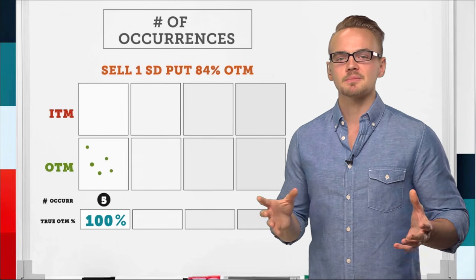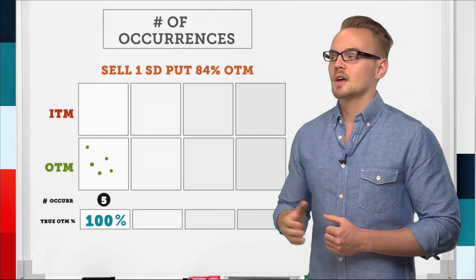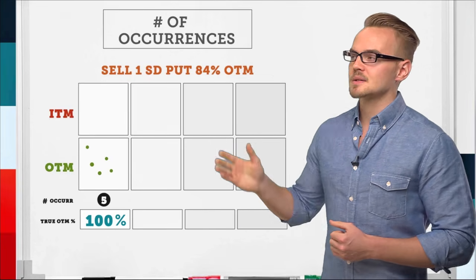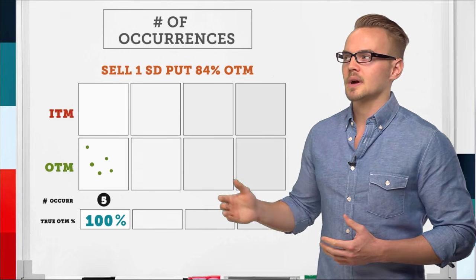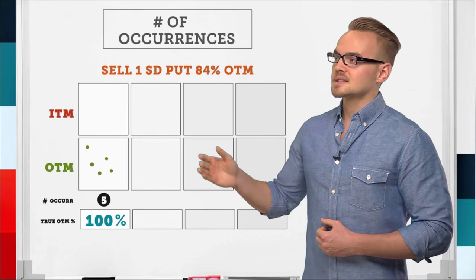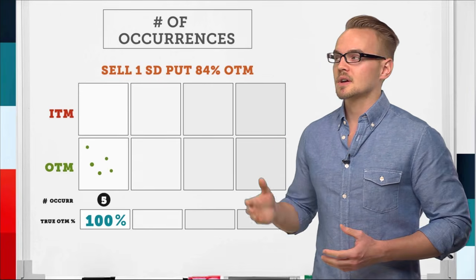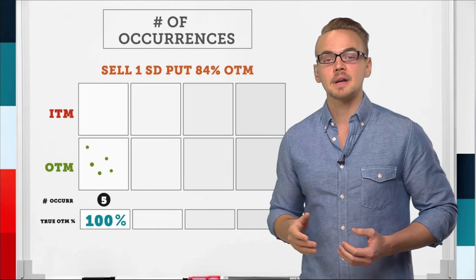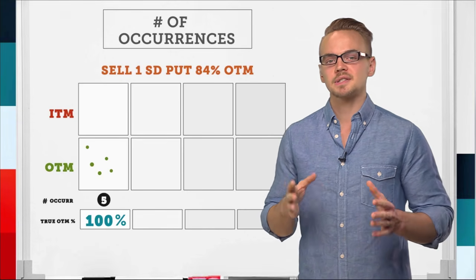Now, why is this important? This is important because we've only got 5 occurrences, and since we're playing a probability game and this is a pretty high probability trade, it's very possible that it could go either way completely. In this case, we've got 5 trades that are completely out of the money, so they were all winners. But it could very well have been 5 in the money options, or 5 losers right away, which is why it's really important to keep our size small.